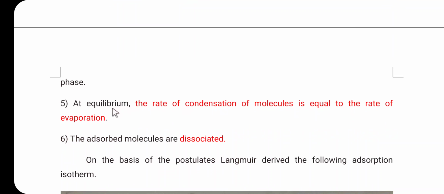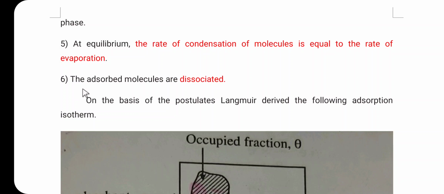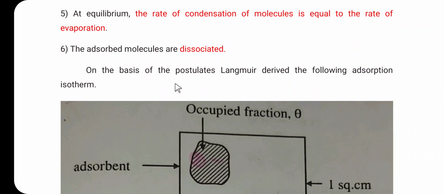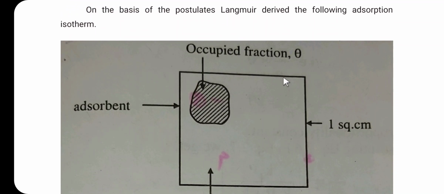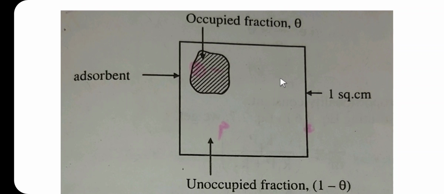Then, at equilibrium, the rate of condensation of molecules is equal to the rate of evaporation. And the last assumption is that the adsorbed molecules are dissociated on the surface of the adsorbent. On the basis of these assumptions or postulates, Langmuir derived the following adsorption isotherm, the Langmuir adsorption isotherm. So let us consider this diagram.